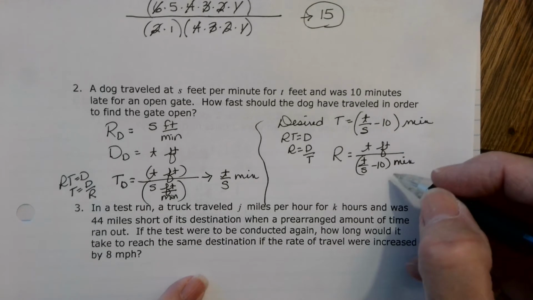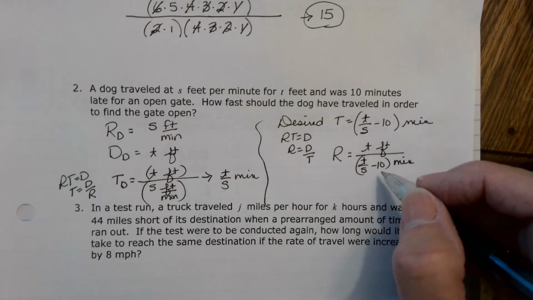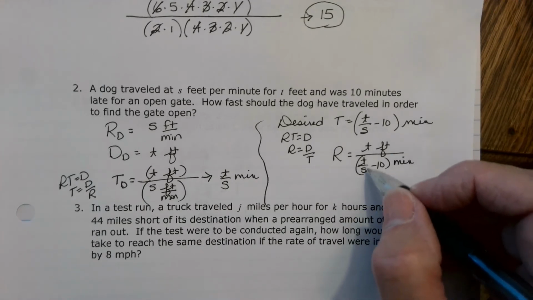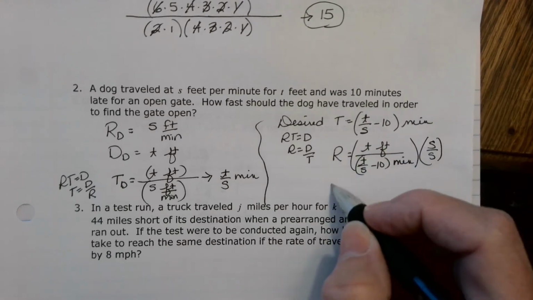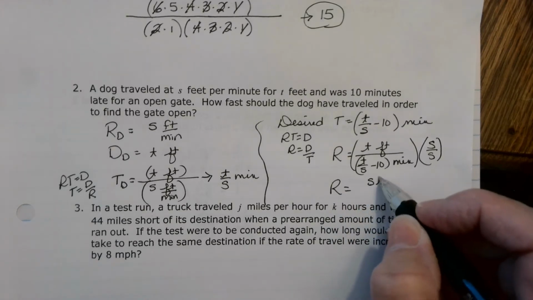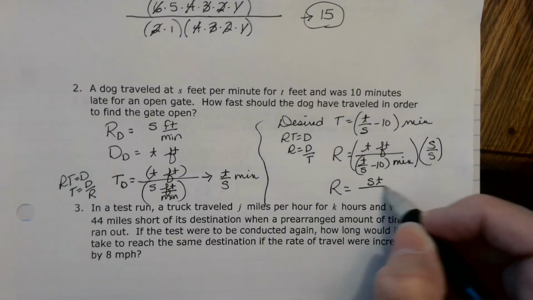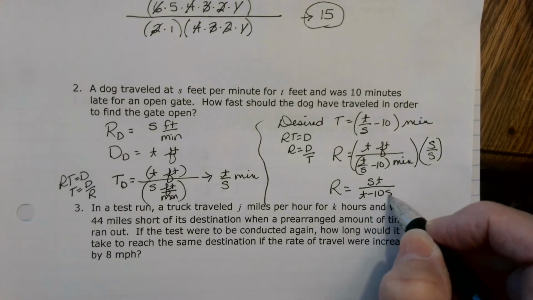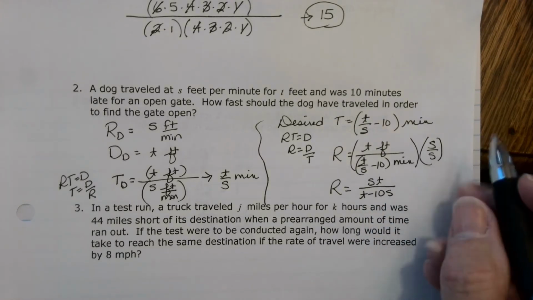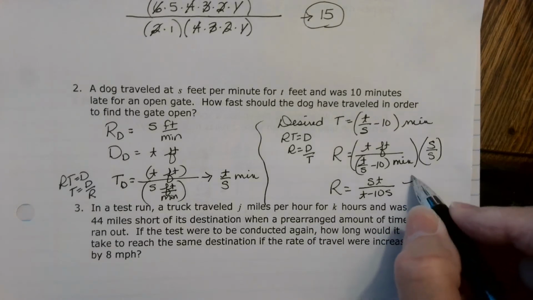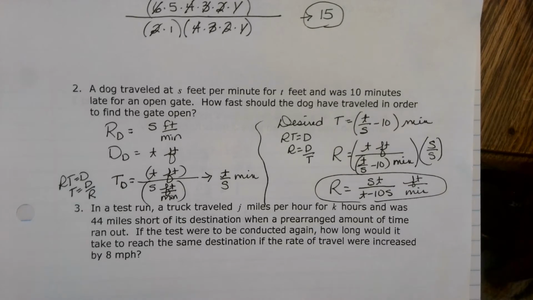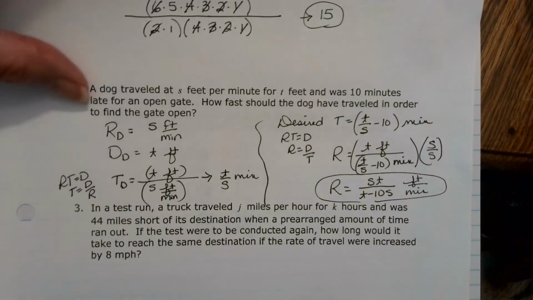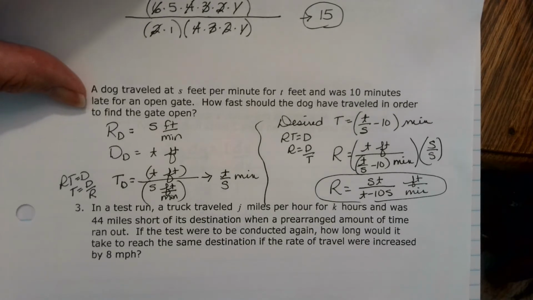Now, in order to simplify this, though, I need to multiply the top and the bottom by S because that will get rid of this fraction in the bottom. So S over S. So the rate is going to be ST. When you multiply here, you're going to get T minus 10S, and that is going to be feet per minute, feet over minutes. So this is your answer right here. So they said, how fast should he have traveled? That's his rate.